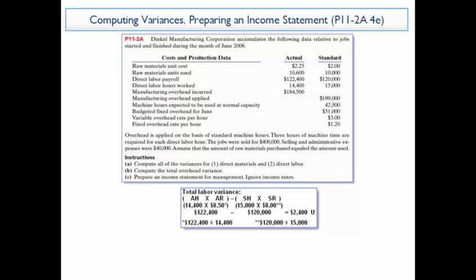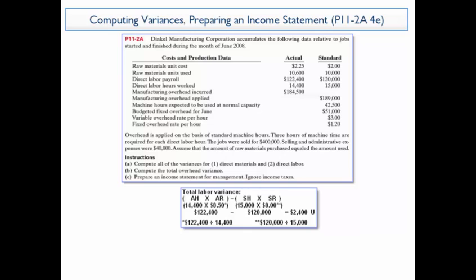The $122,400 of actual cost compared to the 120,000 of standard direct labor payroll gets us an unfavorable variance of $2,400.